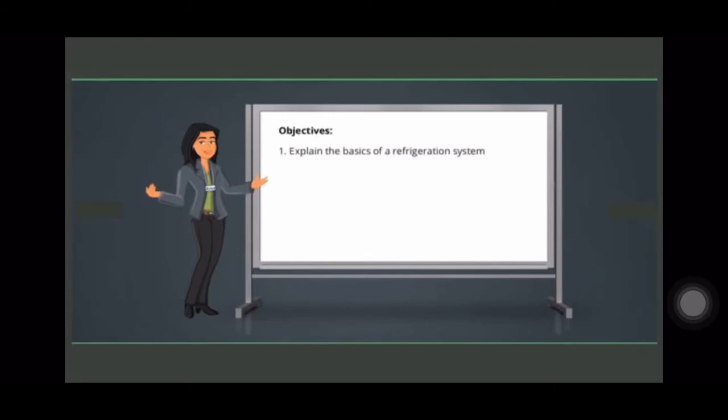I'll explain the basics of a refrigeration system. Next, I'll identify the main components of a chiller. And finally, I'll describe how air-cooled and water-cooled chillers function.